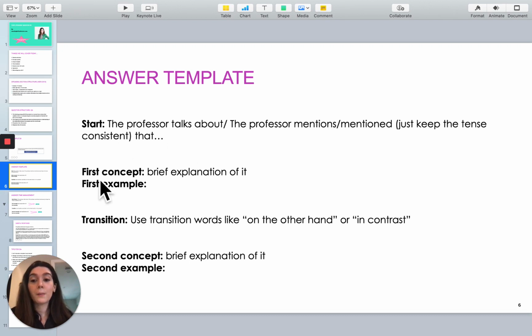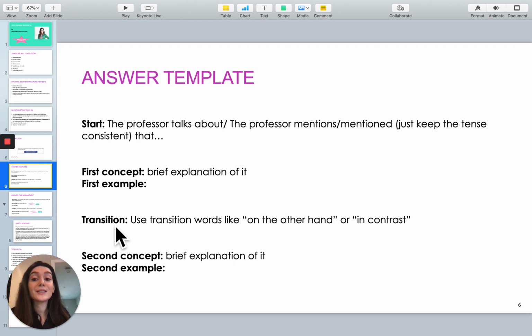Then you're going to talk about the first concept. In this case, that was active attention. And you're going to briefly explain what the first concept means. So what is active attention, right? Say that it is voluntary and there's effort needed, it's kind of forced. And then you're going to explain your first example.